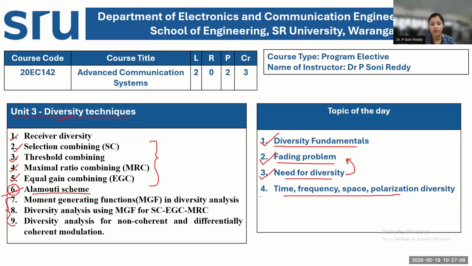What are the different types of diversity which are there in your syllabus as part of your advanced communication system? After this, we will cover the different types of diversity techniques in your syllabus, and the most advanced topic for diversity is the element scheme. After this, you have three other advanced techniques, but only if time permits will we go through these topics. Otherwise, we will finish the lecture at the sixth unit, that is your element scheme.